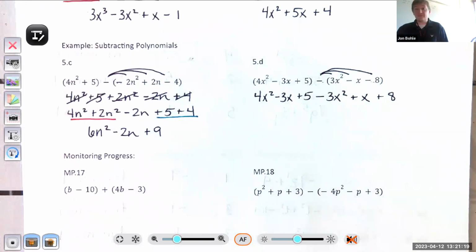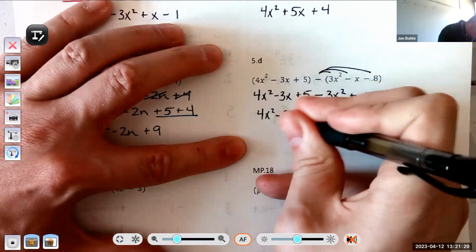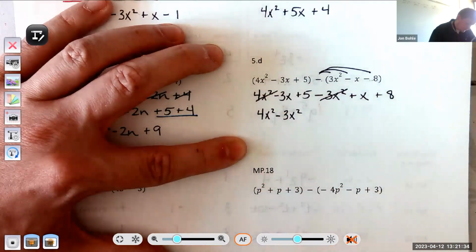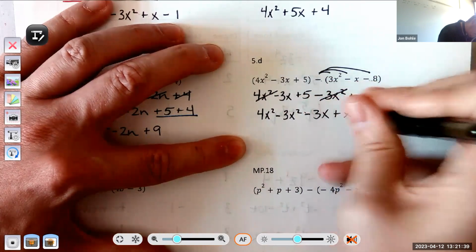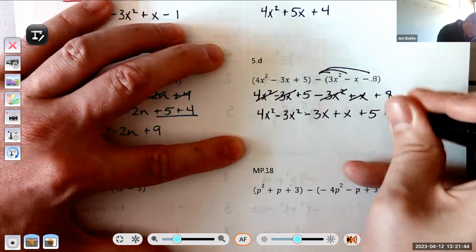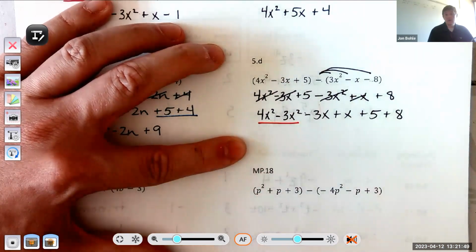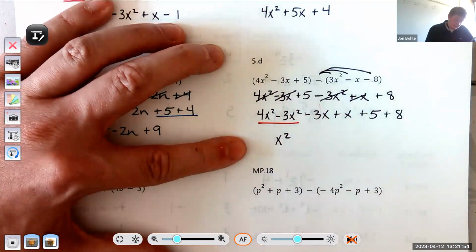Once I distribute that negative and just flip the sign of everything on the right-hand side, I'm going to reorganize the parts that can go together. I'm going to start with my x squareds. So I'm going to have 4x squared minus 3x squared. I'm going to have -3x and x. And I'm going to have 5 and 8. And then I combine these parts here. 4x squared minus 3x squared is going to be 1x squared. 1x squared can just be written as x squared.